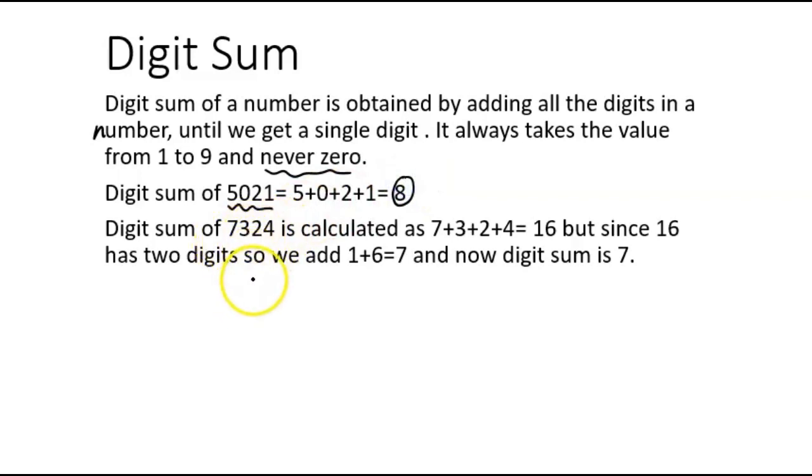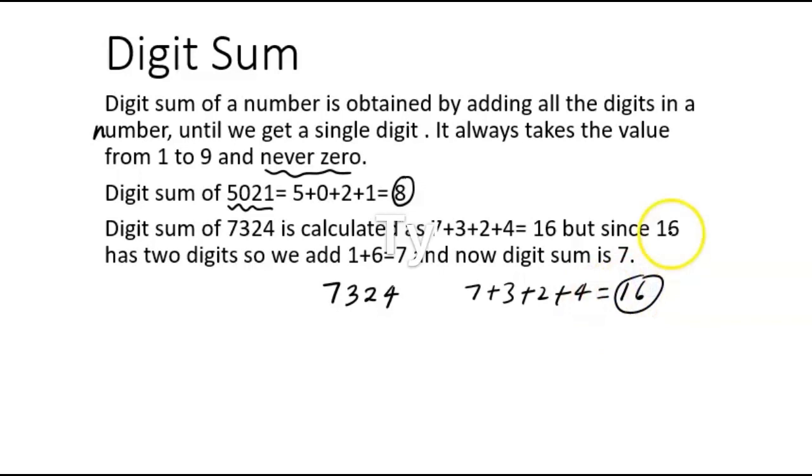If I ask you what is the digit sum of the number 7324, first you add 7 plus 3 plus 2 plus 4, and what you get here is 10, 12, 16. But 16 can't be the digit sum, because when we define the digit sum, it should be a single digit. So when we get a 2 or more digit number, in that case we again apply the process and we add the digits, like we add 1 plus 6 and here we get 7, right?